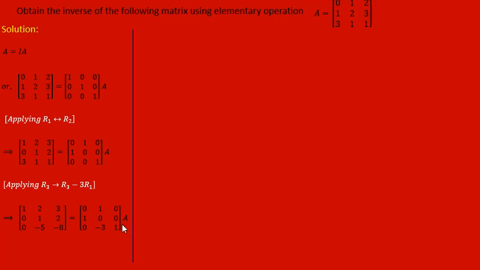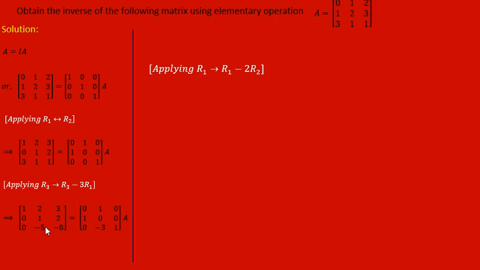Now once I have done this, next what I have to do? I have to make this A22 as 1. So it is already 1, so I will not disturb here. Now applying R1 minus 2 times R2.